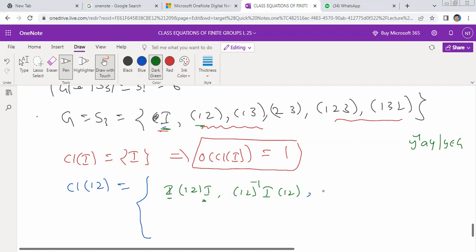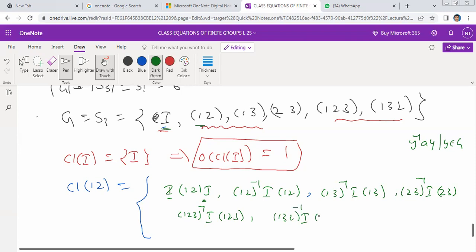1 3 inverse, yeah, 1 3 inverse I 1 3. Right. Next, 2 3 inverse I 2 3. Right. Similarly, next one, 1 2 3 inverse I 1 2 3. Then 1 3 2 inverse I 1 3 2.